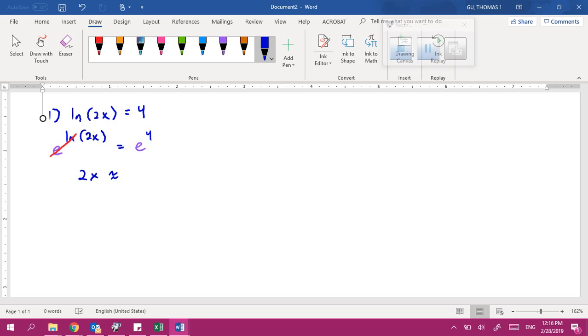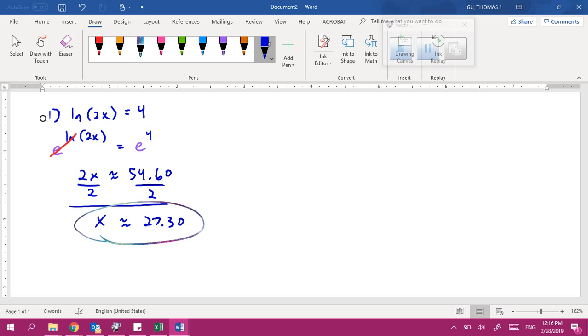You're putting e to the 4th in the calculator. So rounding it to 2 decimal spots, 54.60. Right, 2x is approximately 54.60. So now, how am I going to solve for x? Divide by 2, right? And so x is approximately 27.30. All right, there we go. So that is an example of how you would cancel out that ln.